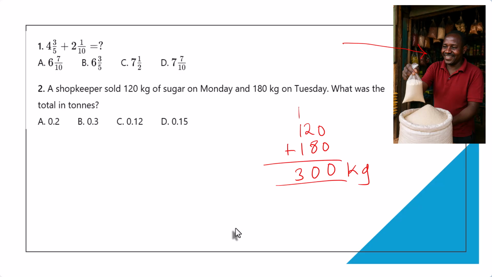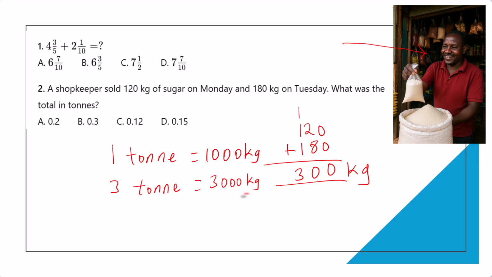Now, to change this into tons, we know that 1 ton is always 1,000 kilograms. So what we need to do now is work out what this is going to be. Let's pretend that I had 3,000 kilograms. This would have been 3 tons. However, it's as if this is 10 times less, which means we are dividing by 10. So we need to divide this one also by 10.